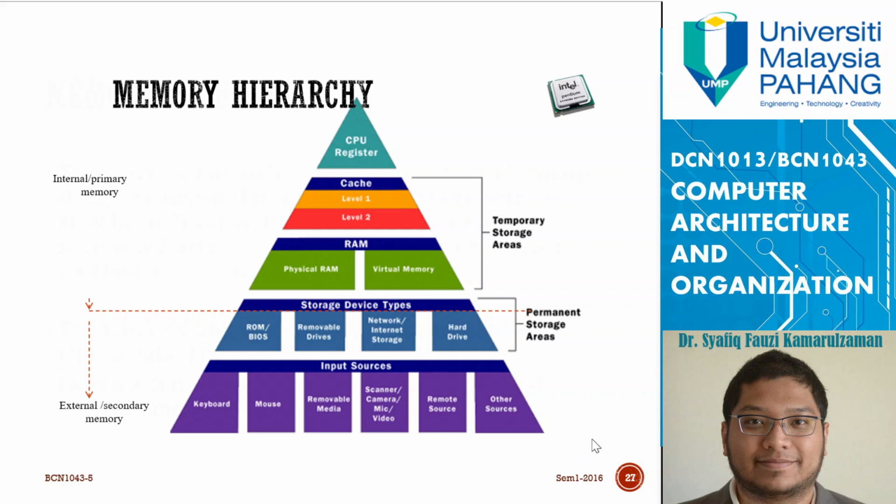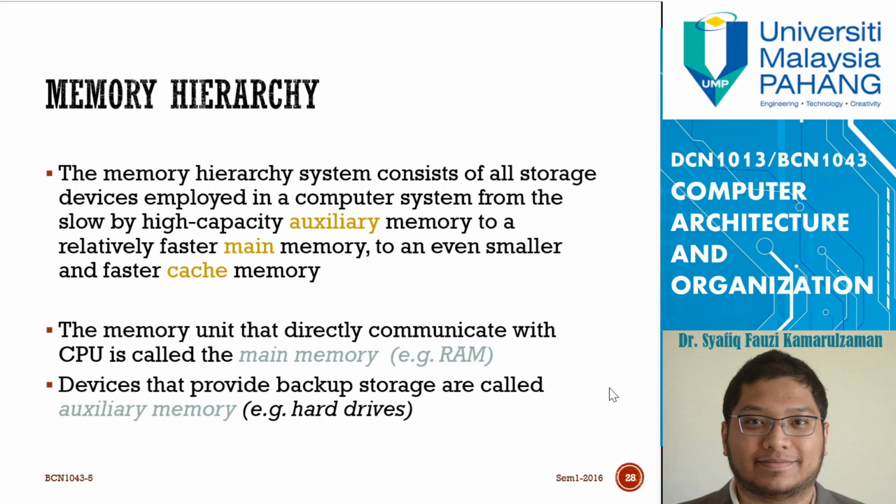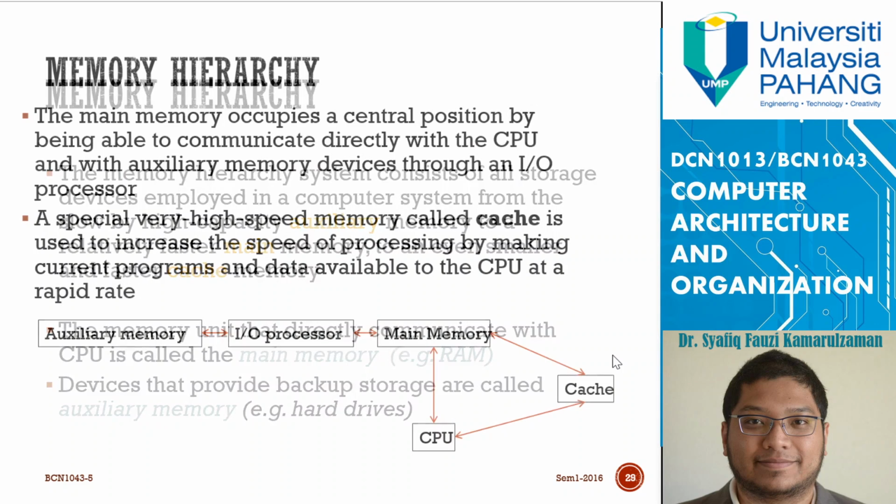So the memory hierarchy actually consists of all storage devices employed in a computer system, from the slow but high capacity auxiliary memory, to a relatively faster main memory, to an even smaller and faster cache memory. The memory unit that directly communicates with the CPU, we usually call main memory. Devices that provide backup storage, we usually call auxiliary memory.